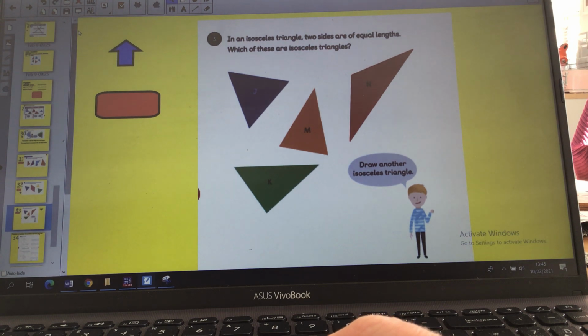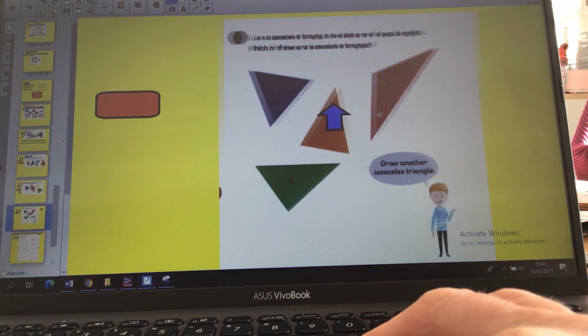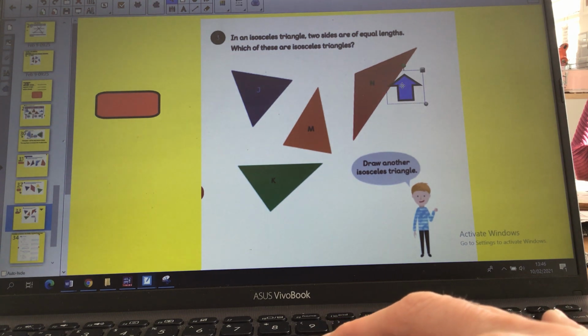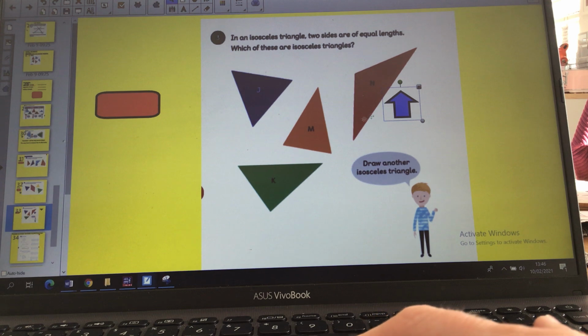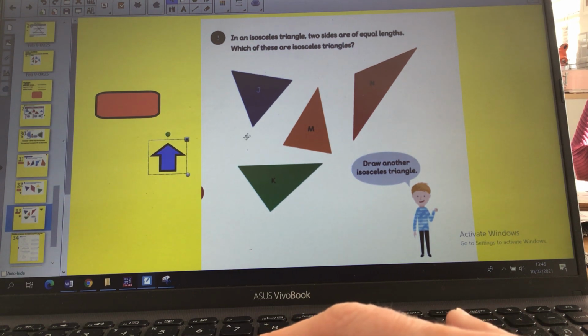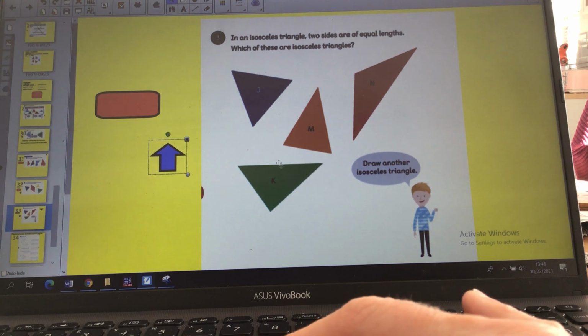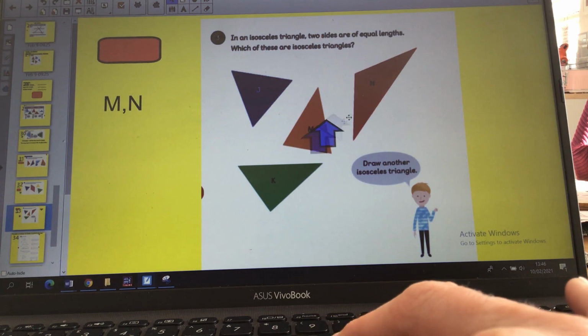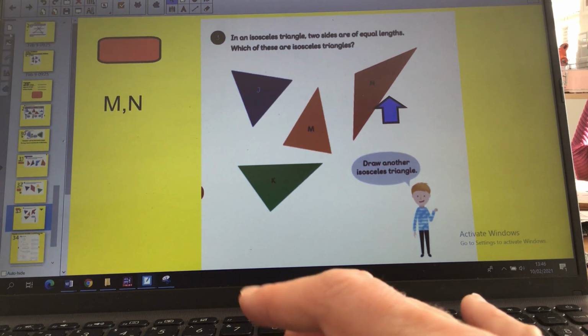In an isosceles triangle, two sides are of equal length. Which of these are isosceles triangles? So using your eye first of all, and then using a ruler, you will be working that out. You'll be thinking, right, which one looks as if it's got two sides the same? Well, I'm interested in N. N looks like it's got this one long side here, but these two do look as if they might be equal. I'm also interested in M. M looks like those two sides could be equal. The others, I'm not sure. I'd have to measure to check. That one appears to be equilateral, they look the same, and that one I think is a scalene. Let's have a look. M and N. I was right. M and N are isosceles triangles.